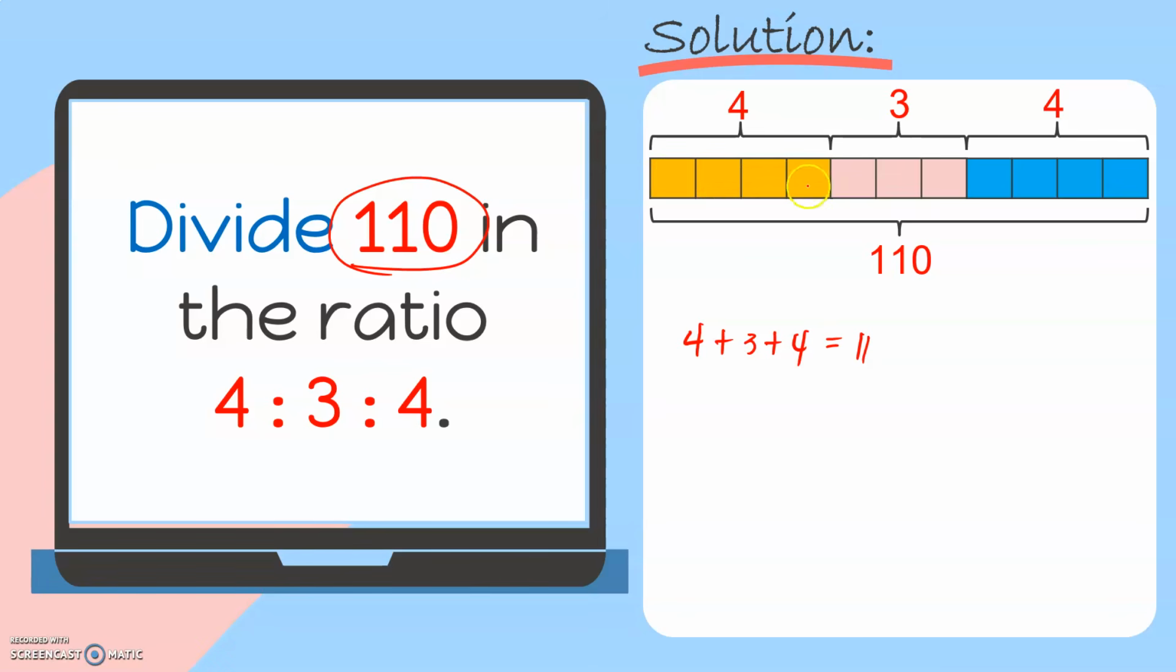Now let us find the value of each part by dividing the whole by the total number of parts we have here, which is 11. 110 divided by 11 will give us 10. So the value of each part here is 10. Now let us find how much is 4 parts, 3 parts, and another 4 parts by multiplying the value of each part by each number in our ratio. So that will be 4 times 10, which is equal to 40.